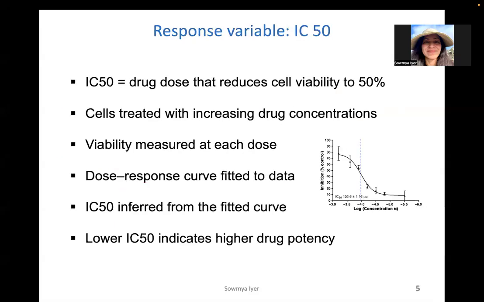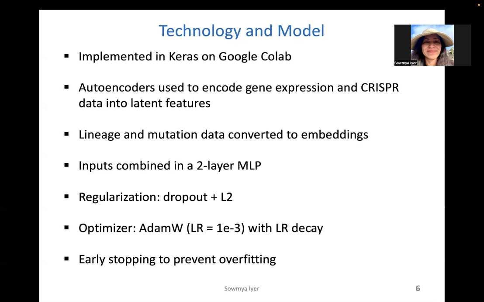A little explanation on the response variable. IC50 is the drug dose that reduces viability to 50%. Cells are treated with increasing drug concentrations, and viability is measured at each dose and fitted to a curve, shown here as an illustration. IC50 is inferred from the fitted curve. So a lower IC50 indicates higher drug potency.